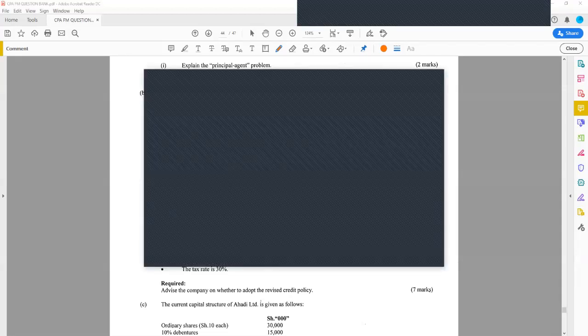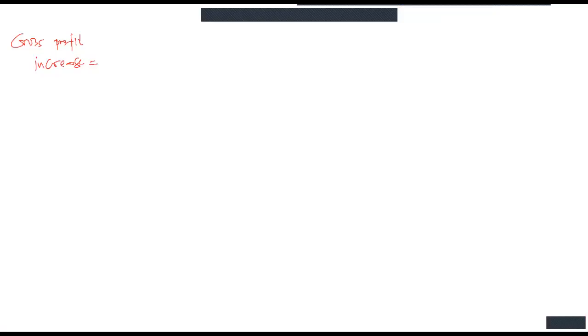Okay, so the sale increased by 40%, and we were told that the current sales is 6 million. Therefore, the sales increase will be equal to 6 million times the rate of increase, which is 40%. That's the increased sale. However, 25% is the cost and 75% is the profit. We multiply by 75% to get the increase in profit. Therefore, what's the increase in profit? $1.8 million. Yeah, the increase in profit is 1.8 million.